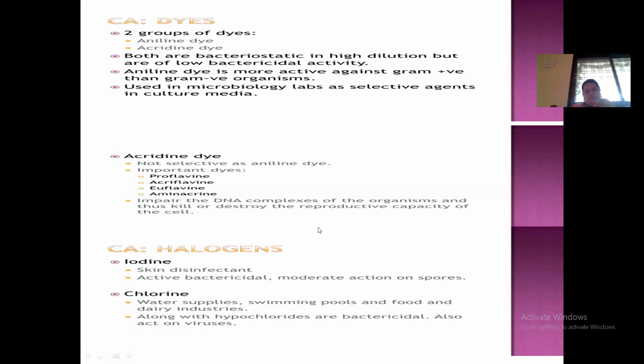Okay, next is chlorine. Why will we use chlorine? In water supplies, swimming pools, or the food and dairy industries, chlorine is applied. Why does a swimming pool have chlorinated water? Because when we enter the swimming pool, we can get fungal diseases, therefore we use chlorinated water. Along with hypochlorite it gives bactericidal activity. It is also helpful to destroy viruses.